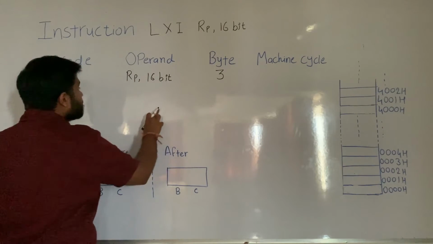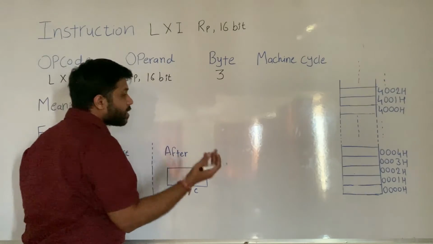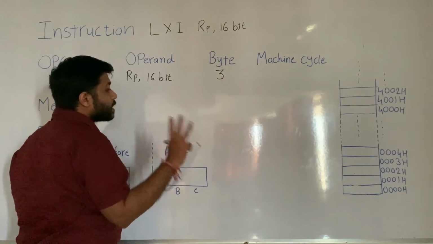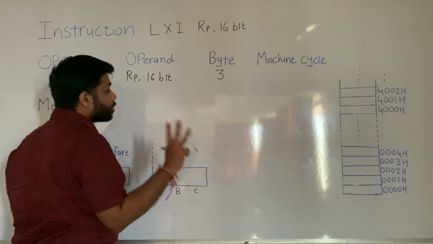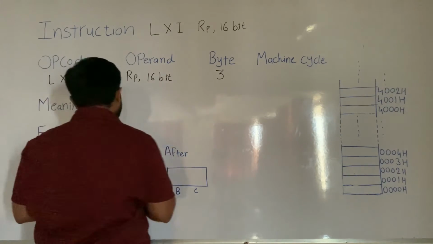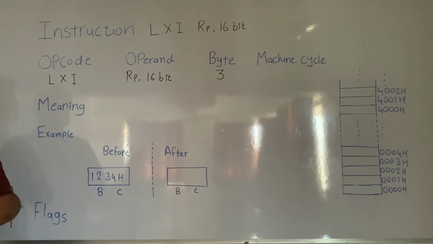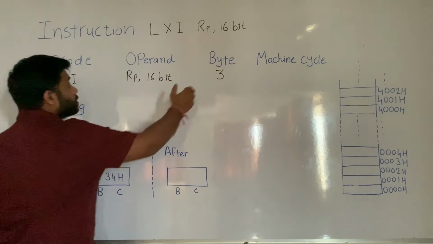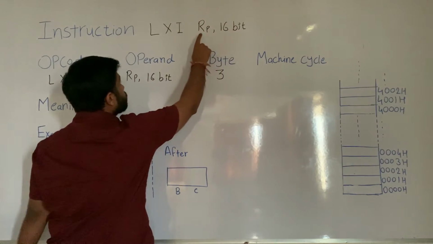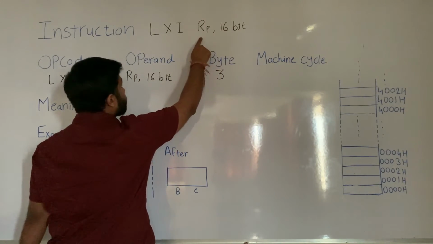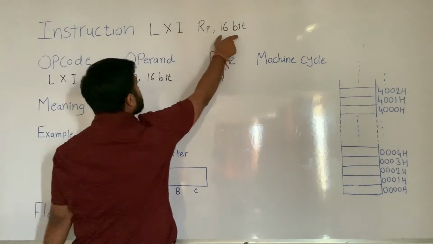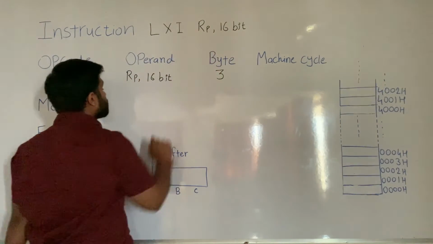A 3-byte instruction means when this instruction is stored in the memory, it will occupy 3 memory locations or 3 bytes. We are going to see the machine cycle, but before that, let's see the meaning. LXI register pair, 16-bit, means load a 16-bit value into the specified register pair.